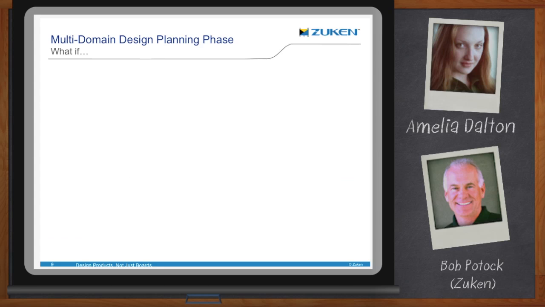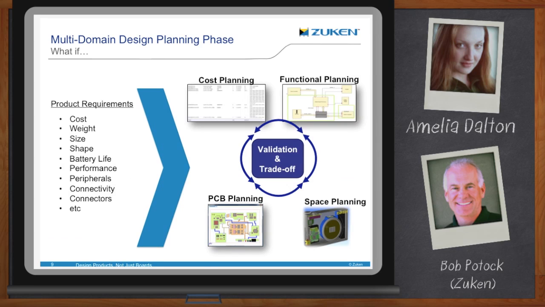So let's look at this image right here. We have product requirements on the left: cost, weight, size, shape, battery life, performance, etc. We need to move those requirements into a planning process. Remember what I said earlier, that this is nothing more than aligning product requirements with design requirements. An obvious step, but not so obvious in a printed circuit board centric design process.